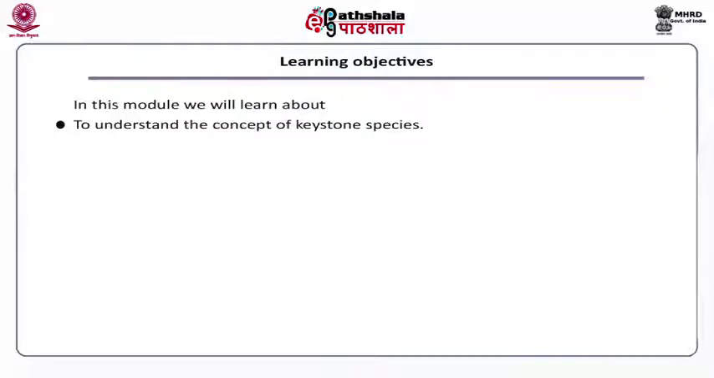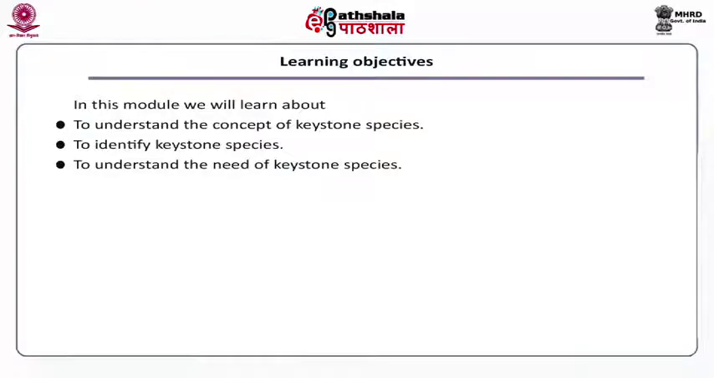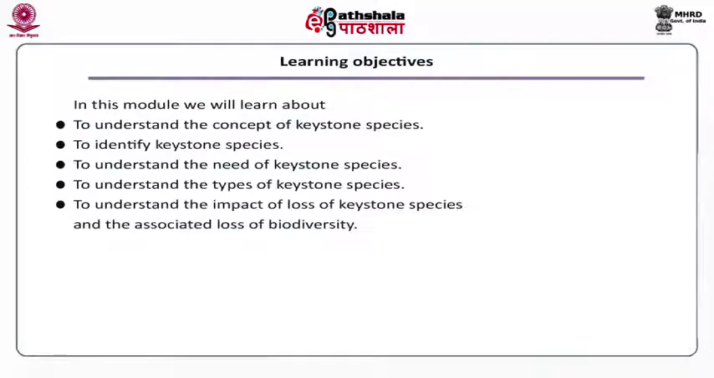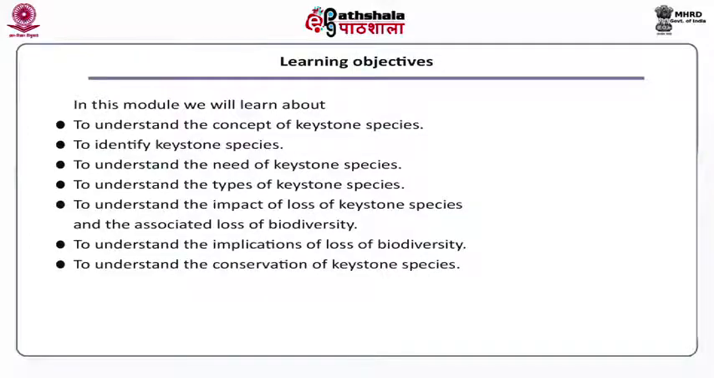The learning objectives of this module are to understand the concept of keystone species, how to identify keystone species, what the need of keystone species is, to understand the types of keystone species, as well as to learn the impacts of loss of keystone species and the associated loss of biodiversity. We will also try to understand the impact of loss of biodiversity and learn how to go about the conservation of keystone species.